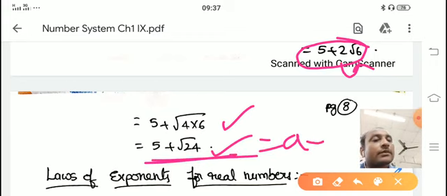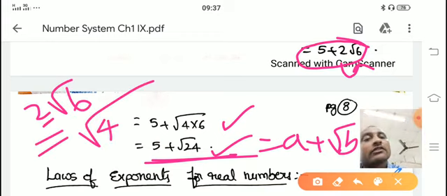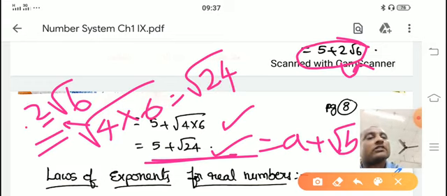It is equal to a plus root b. So, how I got 2 root 6 is equal to root 24 means the 2 can be sent inside as 4, because square root of 4 is 2. Inside, 6 is there. 4 into 6, it is root over 24.